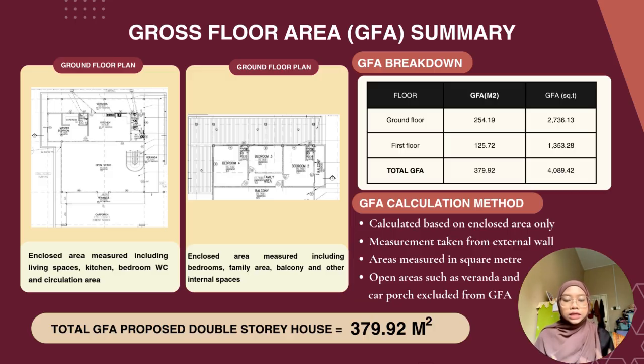So how is this GFA calculated? First, it is calculated based on enclosed area only, with measurements taken from the external wall. Areas are measured in square meters, and open areas such as the veranda and car porch are excluded from the GFA. Hence, the total GFA proposed for the double-storey house that we chose is 379.92 square meters.